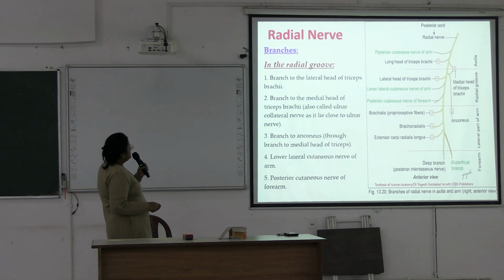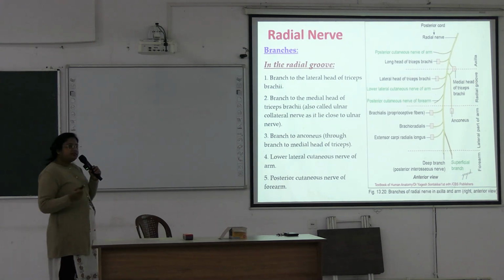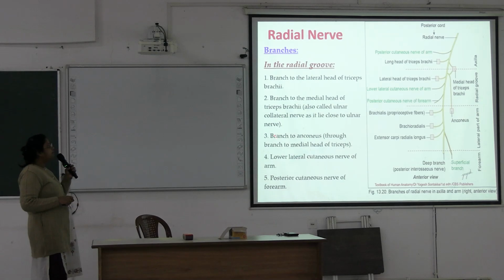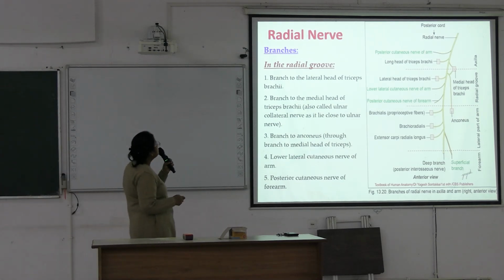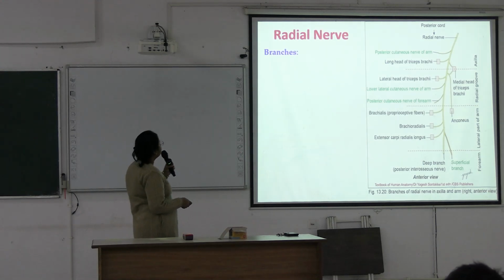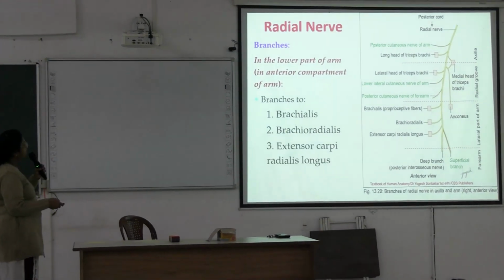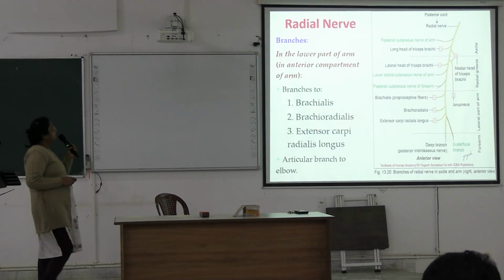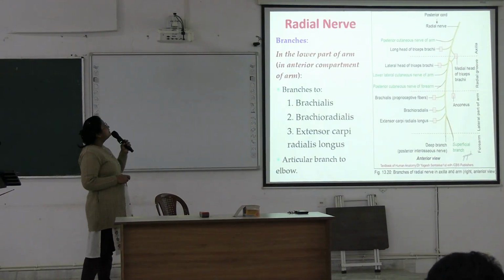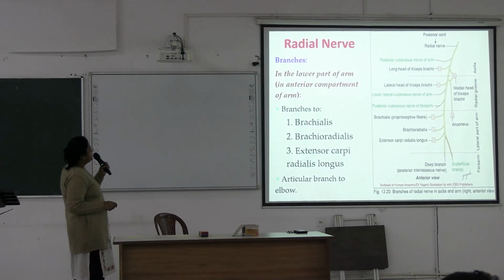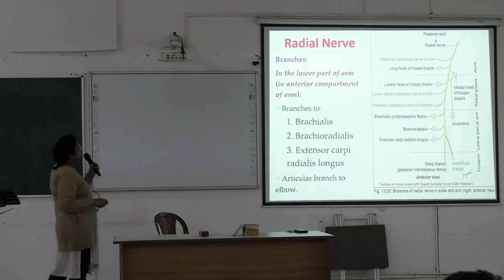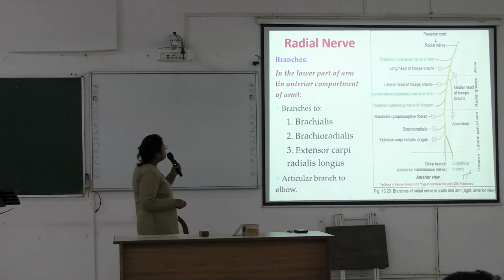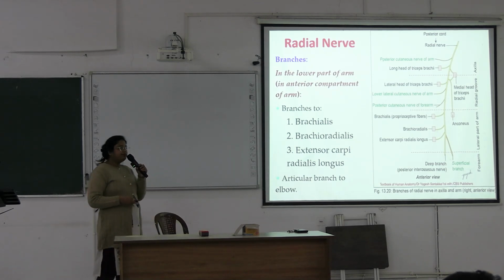Okay. And next are the two cutaneous branches, lower lateral cutaneous nerve of arm and posterior cutaneous nerve of the forearm. Okay, these are the branches in the radial groove. Next are branches in the lower part of the arm, in the anterior compartment of the arm. Here it is giving branches to brachialis, brachioradialis, extensor carpi radialis longus, and it is also giving an articular branch to the elbow joint.